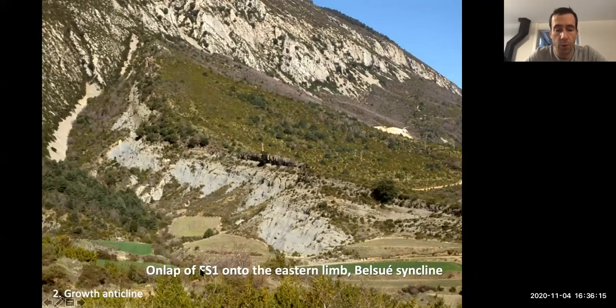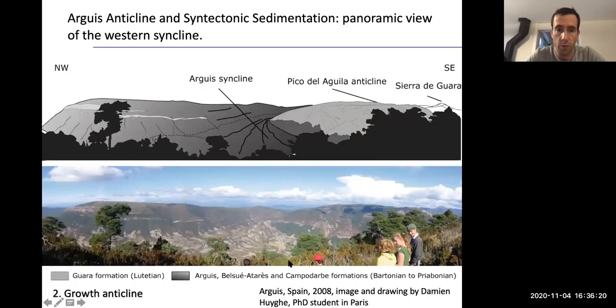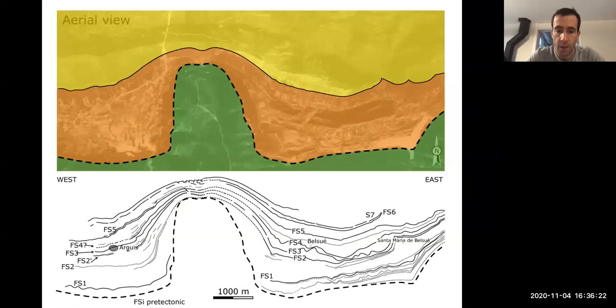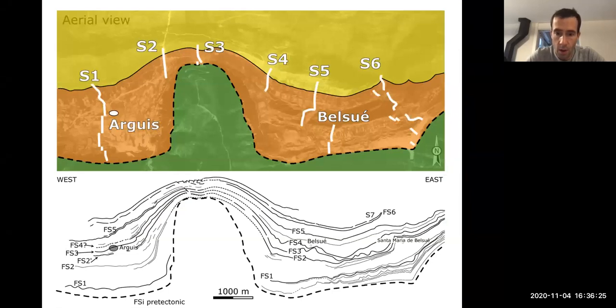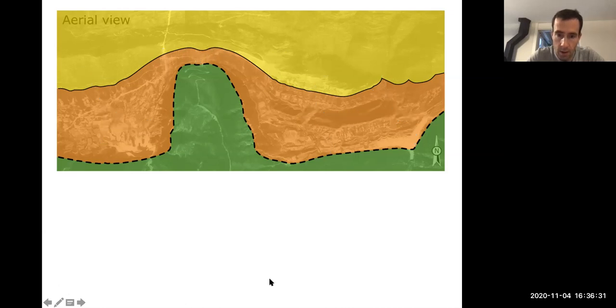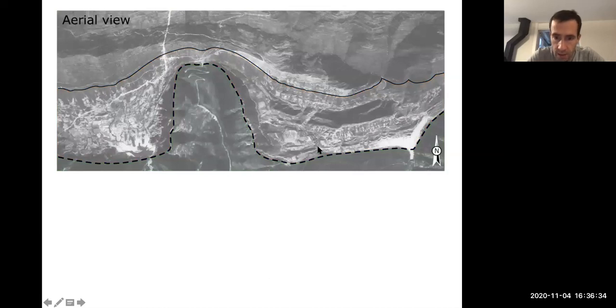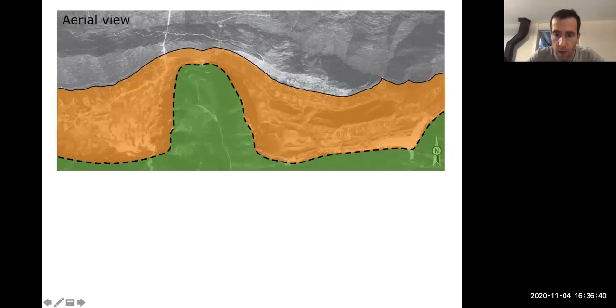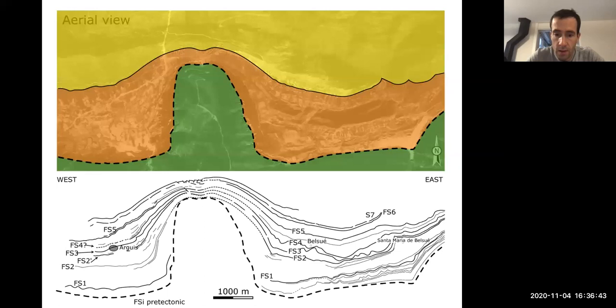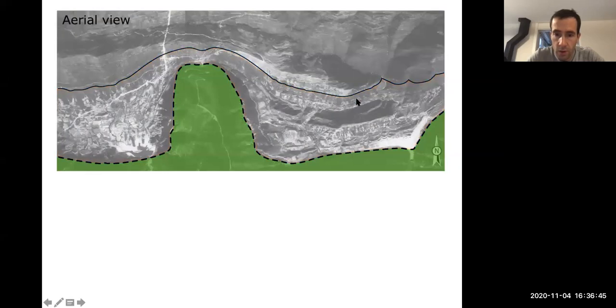So here is an example of onlap of flooding surface one onto the eastern limb. If you come back to my mapping here, if this is correct, the FS1, flooding surface one, is here, and you see it pinches out here. That's this FS1 is here, and then it goes here, and then it pinches out here into the fold. Sorry, no. The FS1 is actually this surface here, and it goes here and here.